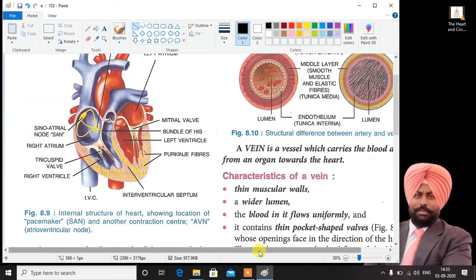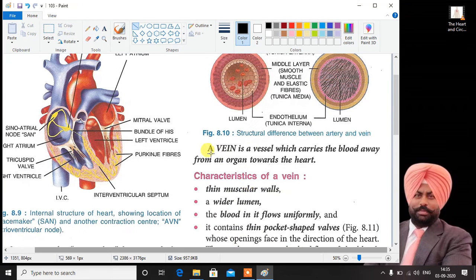Moving on further, the next is the vein. The veins are the vessels which carry blood away from the organs towards the heart. Their characteristic is that they have thin muscular walls. You can see in the diagram here with the help of a yellow cursor that the walls of the veins are thin. And looking into the lumen, we can see it is wider, meaning they have a wider lumen.